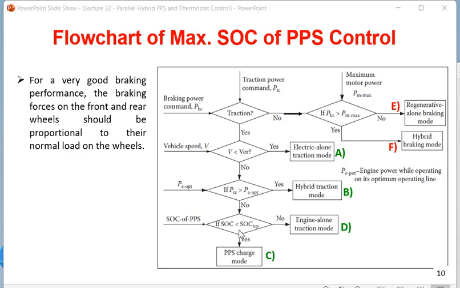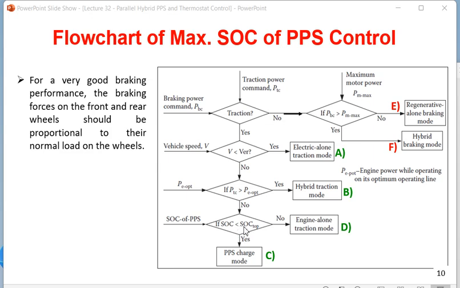If the PPS is saturated or not saturated, so is SOC less than SOC top? SOC top means SOC saturated. So if the SOC is less than SOC top, that means battery is not fully charged, then whatever is the extra power from the engine, that will be directed to the battery charging. So two conditions are there. If PTC is greater than PE opt, answer is no, that means engine can produce higher power than the load power. In that case we have to check whether SOC is less than SOC top or SOC is greater than SOC top. SOC cannot be greater than SOC top, SOC can be equal to SOC top.